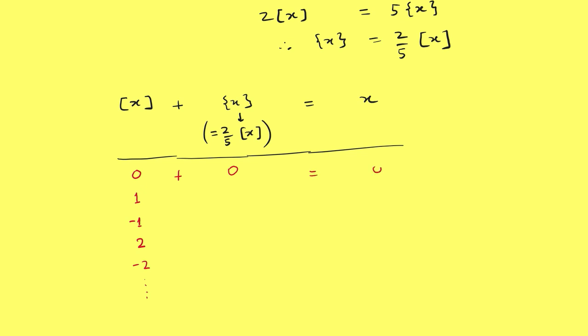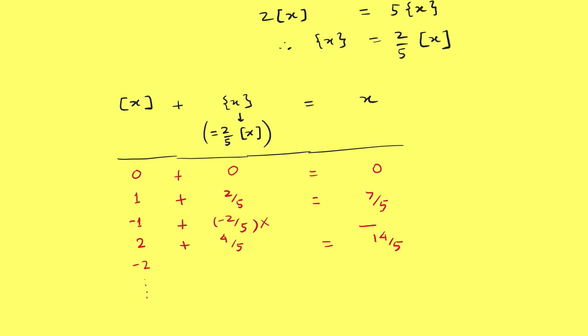In the first case it will be 0, so 0 plus 0 gets you 0, which is an answer for this question. In the second case, when greatest integer x is 1, the fractional part becomes 2 by 5. Now this is an acceptable value, it lies between 0 and 1, we will accept it, and adding them we get the answer, which is 7 by 5. In the third case, when greatest integer x is -1, the fractional part becomes -2 by 5, which is not acceptable. It is not between 0 and 1, so it will be rejected. Then we go to the next value of greatest integer x, which is 2. For that, we get 4 by 5 as the fractional part, which is also acceptable. Adding them, you get 14 by 5, which is an acceptable answer.